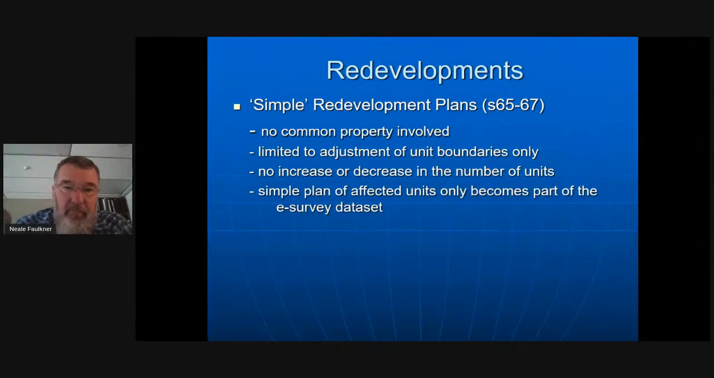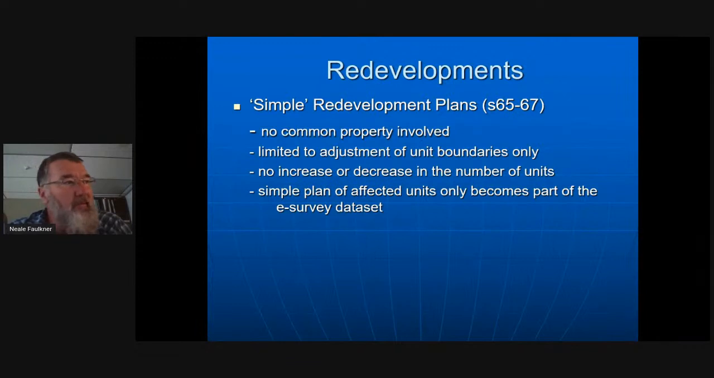And you can draw a simple plan that affects only the units that are having the adjustment made. You don't have to draw the whole unit plan again as you do in a standard or complex redevelopment plan. One of the other tricks in this too is that for a simple redevelopment, the ownership interests cannot change as a sum from what they were before.